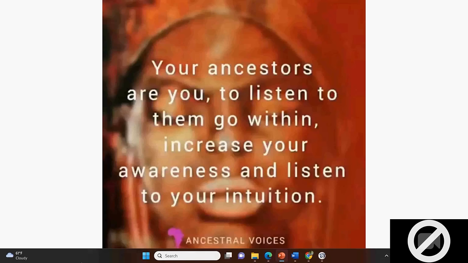Remember these positions. It's going to be very important because your ancestors are you. To listen to them, go within. Increase your awareness and listen to your intuition. This is from Ancestral Voices.